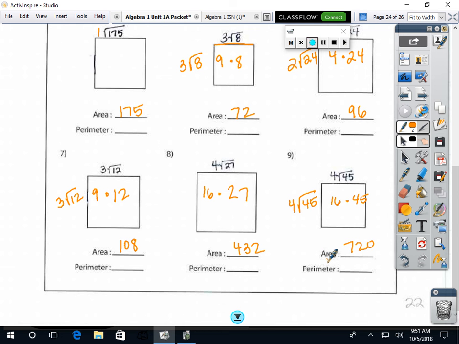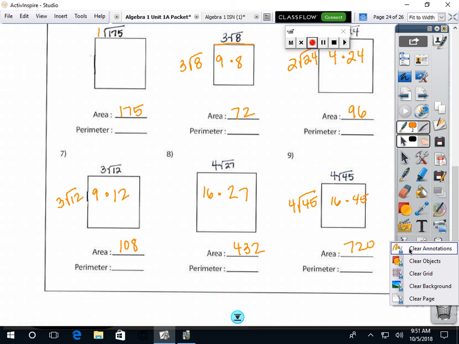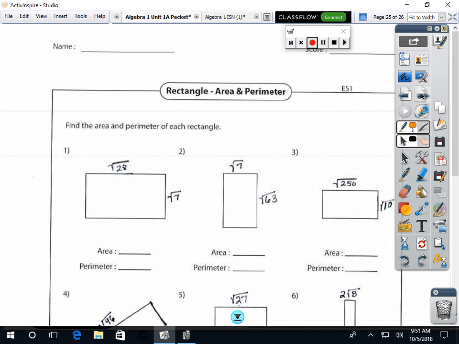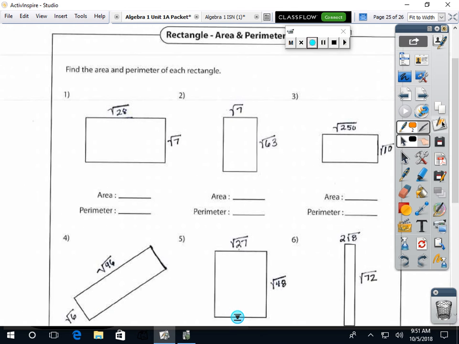Okay, now let's go to the next page and do area of a rectangle, because how is the area of a rectangle going to be different? The sides are not the same. Like this side and this side of a rectangle are, but not the length and the width. So look, the length is the square root of 28. The formula for area is length times width, so we're going to multiply that by the square root of 7, and that would equal the square root of, what is 28 times 7?